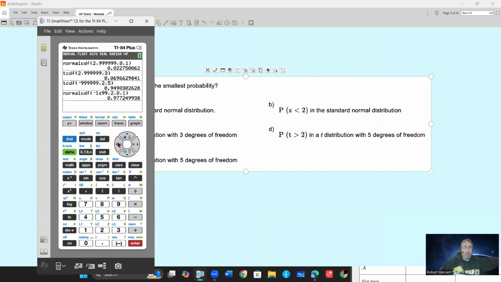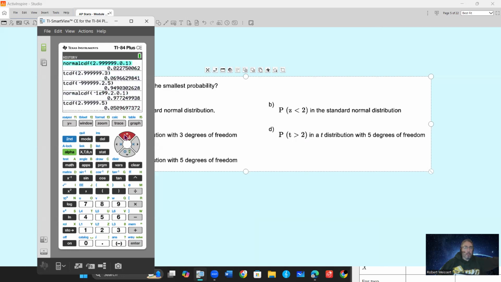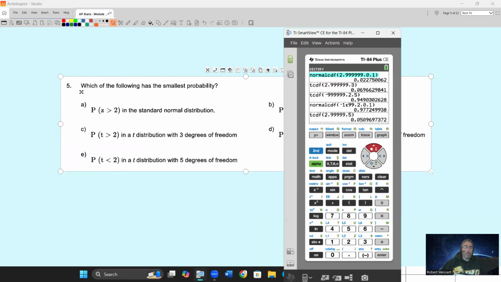And then finally, you can do T is greater than 2. So second vars TCDF, 2 and infinity, but with 5 degrees of freedom. You can get all your probabilities here, and the smallest is going to be the normal CDF where you're going above 2. So that's going to be option A. Now, I would not normally write work down for this, so just go back and rewind and watch what I did in the calculators to see how the inputs lie, and then you can get your answer.